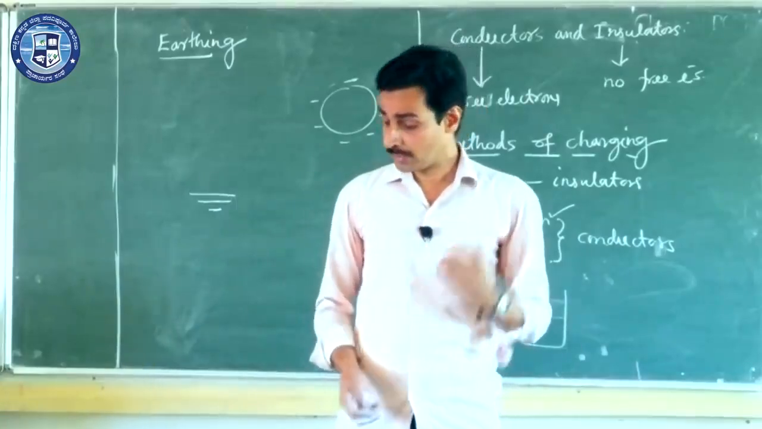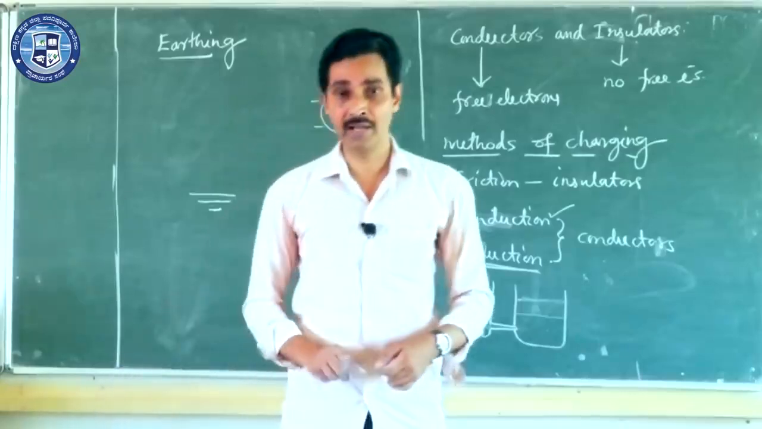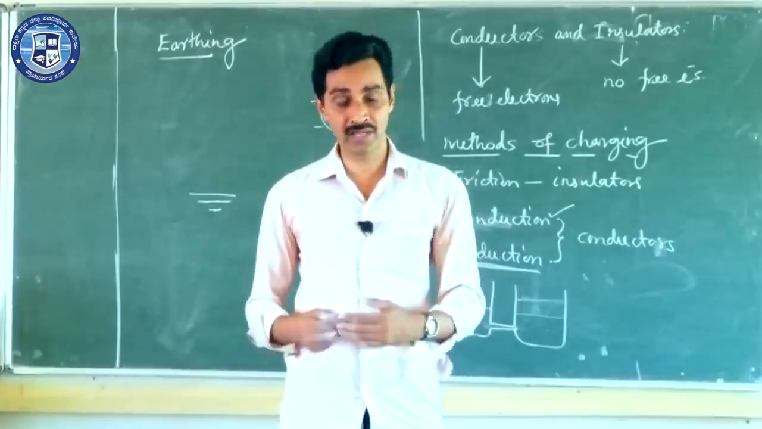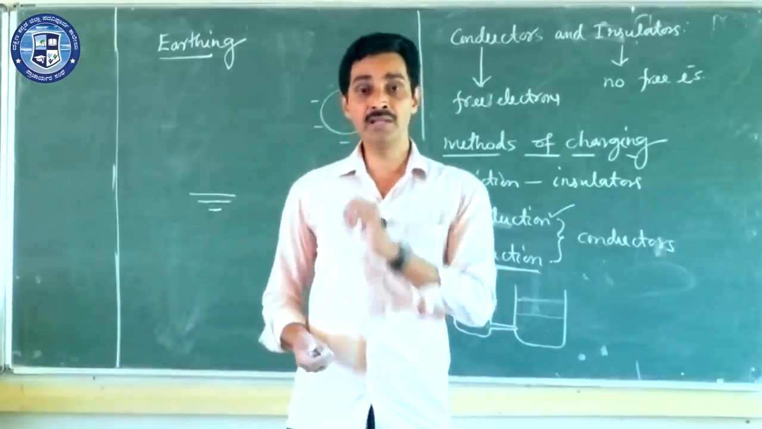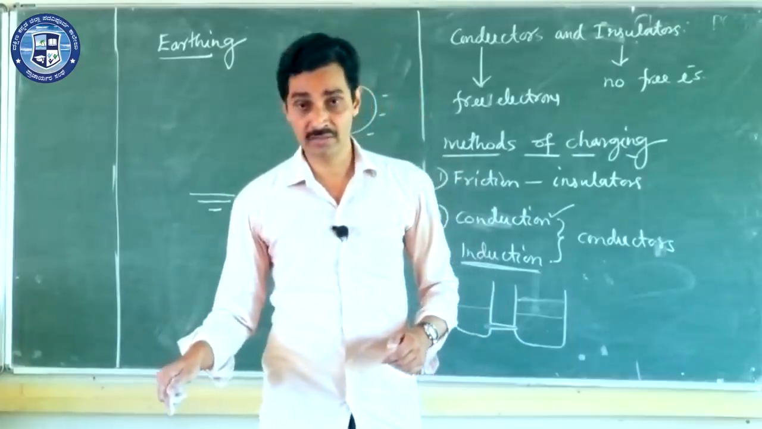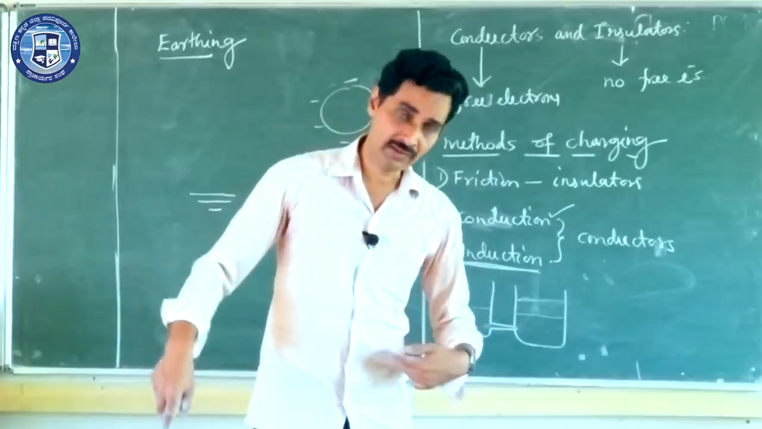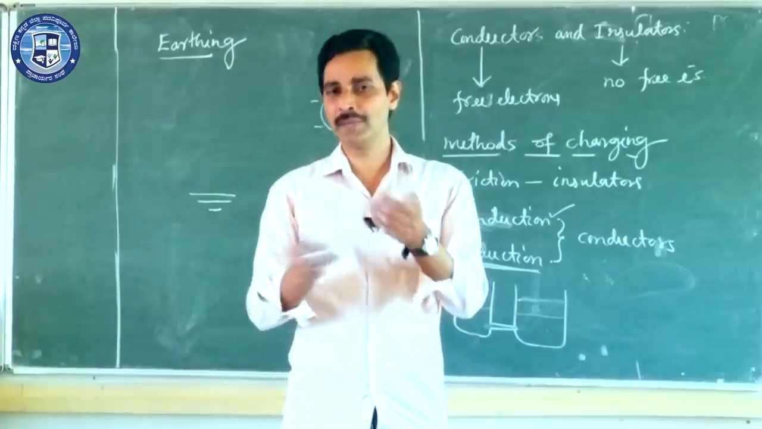But sir, suppose I rub the straw against my hands, the straw gets one charge and the hands get another charge. Why is it so? Because the number of electrons transferred and the number of electrons already available are comparable.